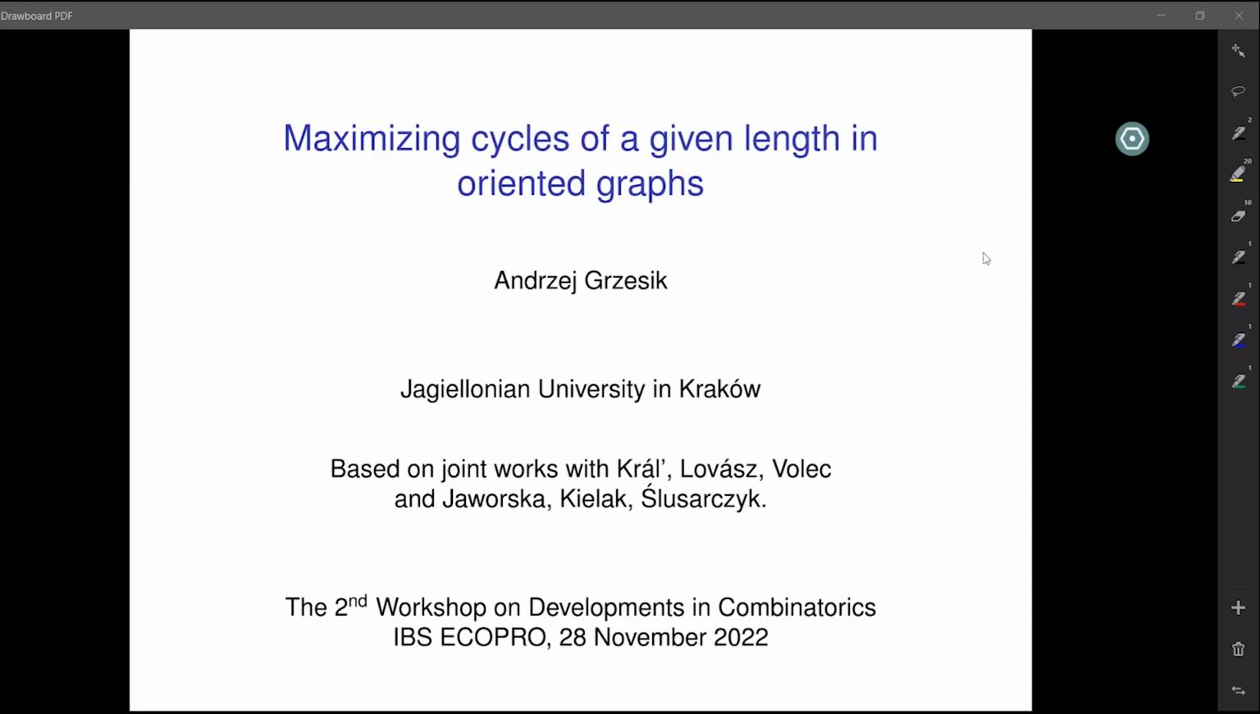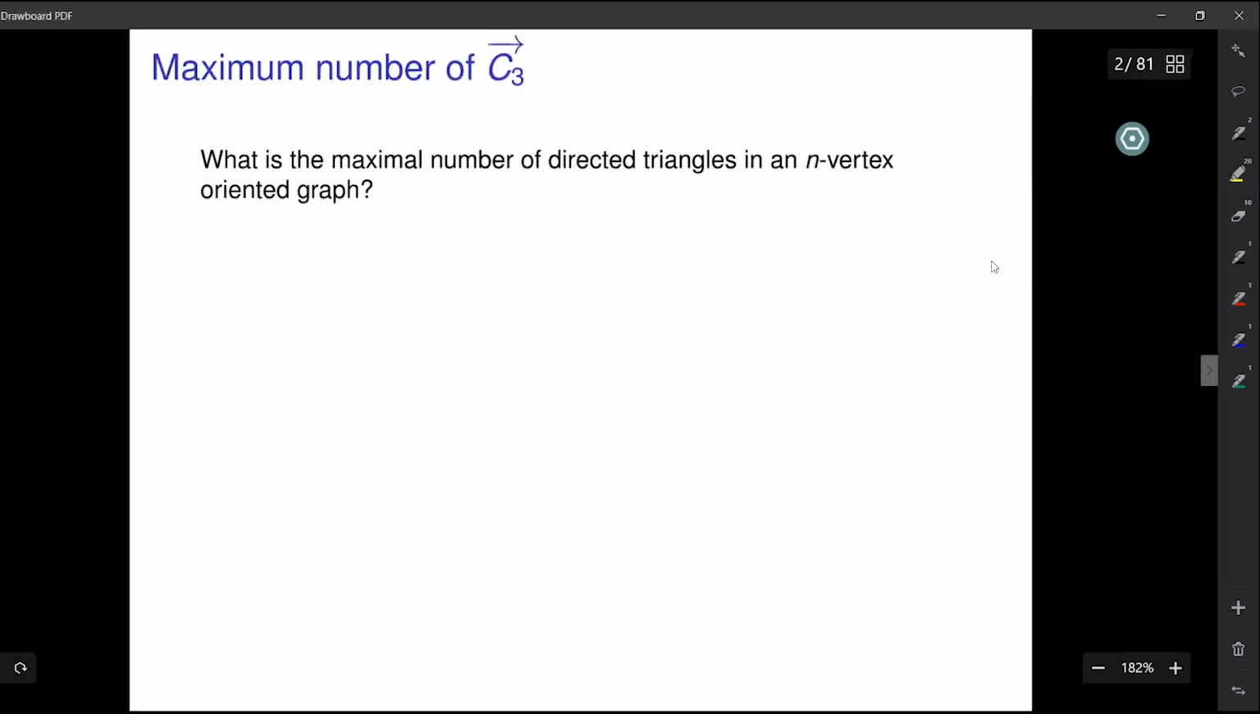So let me start with the easiest question. What's the maximum number of directed triangles in an n-vertex oriented graph? You can easily see that if I have two vertices not connected by an edge at all, it's not helping. So I can assume basically that my graph is a tournament, similarly to what Alex was doing yesterday. So what's the maximum number of triangles?